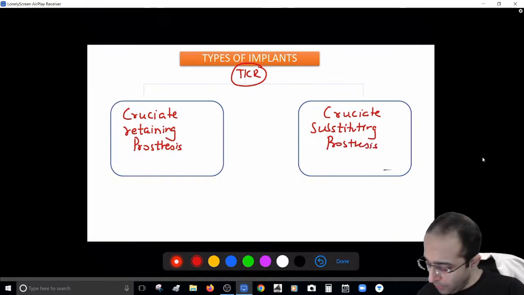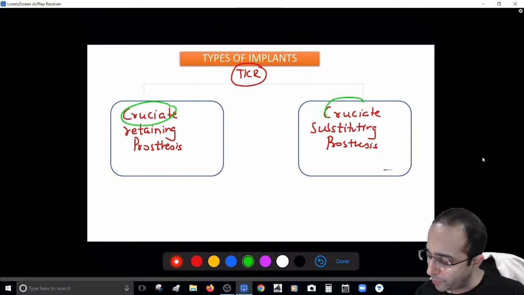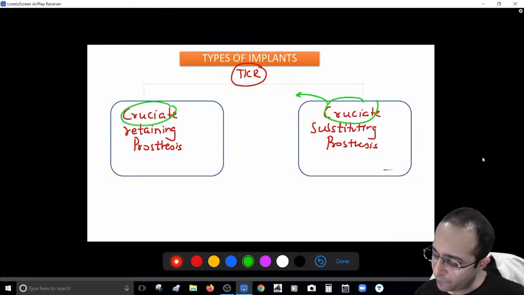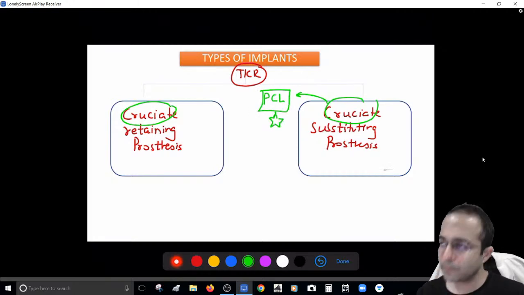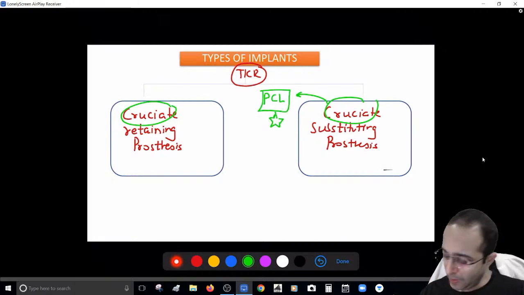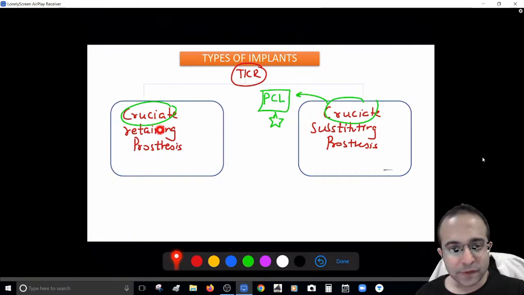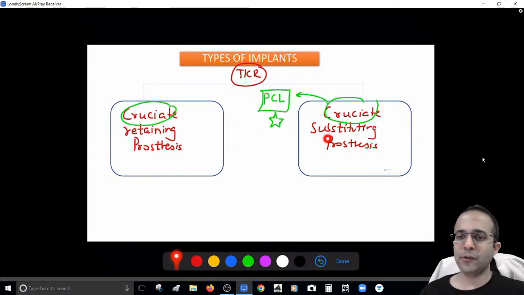Okay, this cruciate word here basically refers to the posterior cruciate ligament of the knee. So I mean to say, there is one category of prosthesis that retains the posterior cruciate ligament of the knee, and there is another category of prosthesis that substitutes this posterior cruciate ligament in the knee.